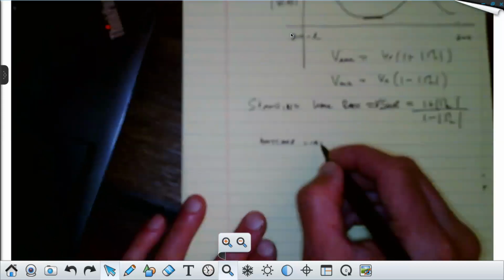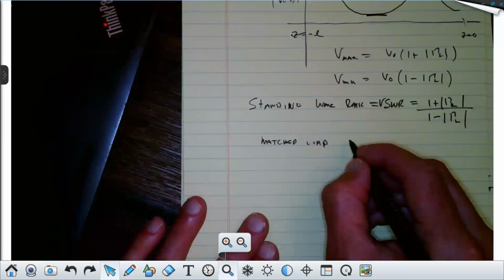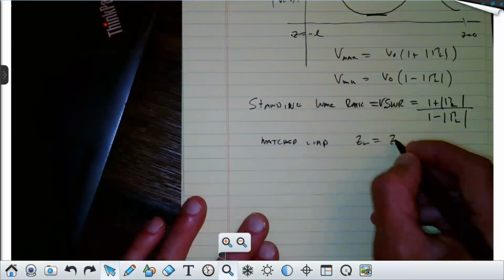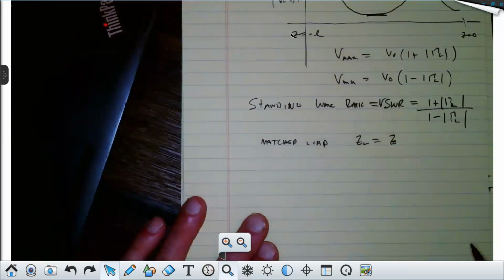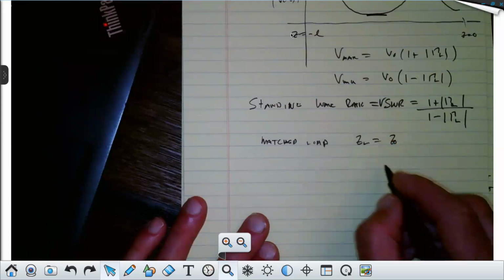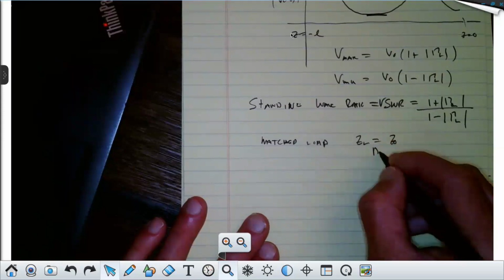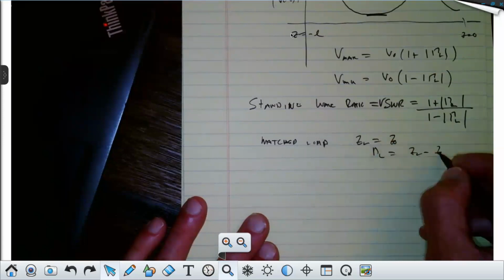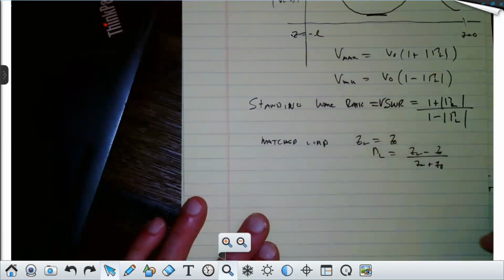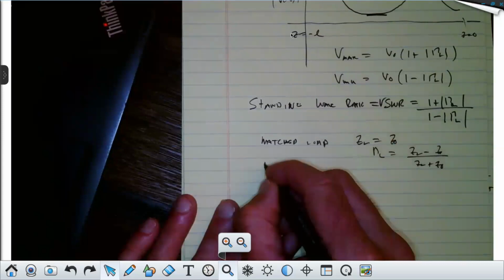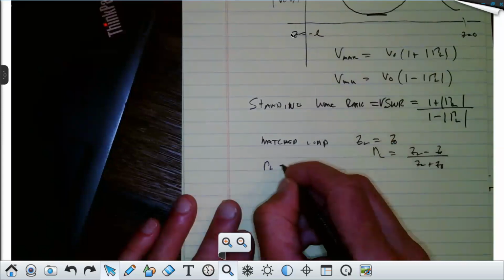Matched load. The matched load is when ZL is equal to Z naught. And the reason it's called a matched load is there are no reflections. Obviously, if you think about the reflection coefficient being equal to ZL minus Z naught over ZL plus Z naught, that will be 0 when it's a matched load. So the matched load means the reflection coefficient is 0.